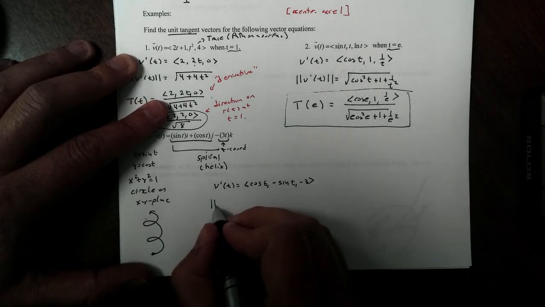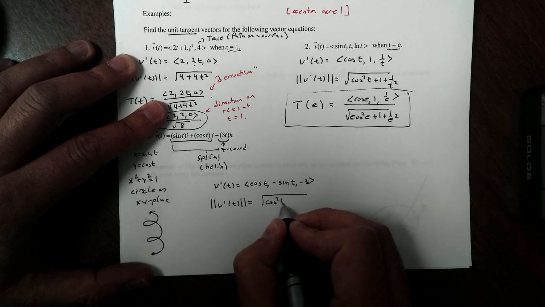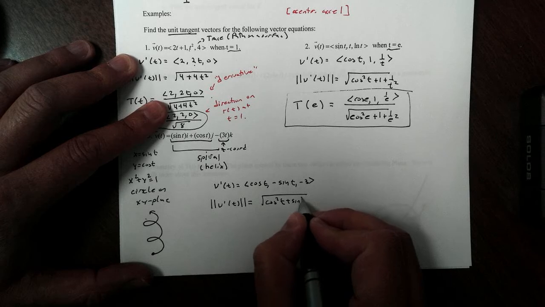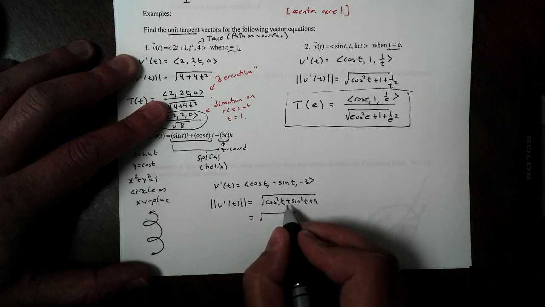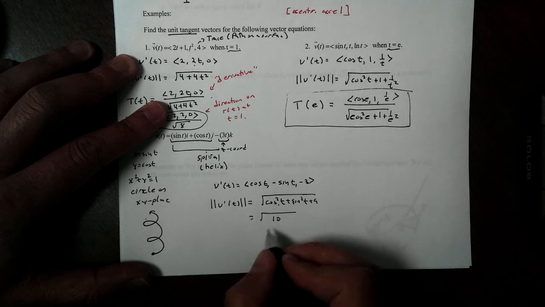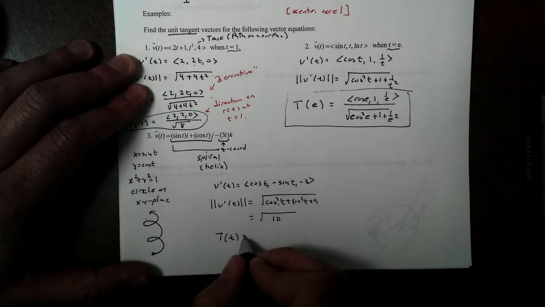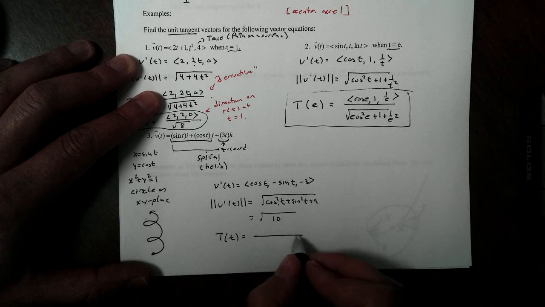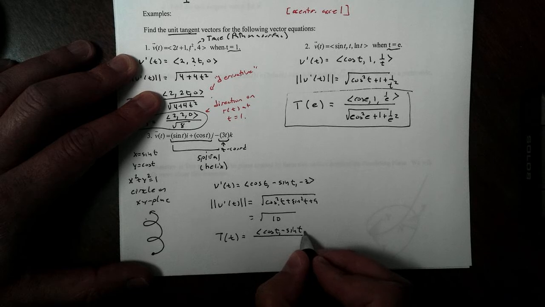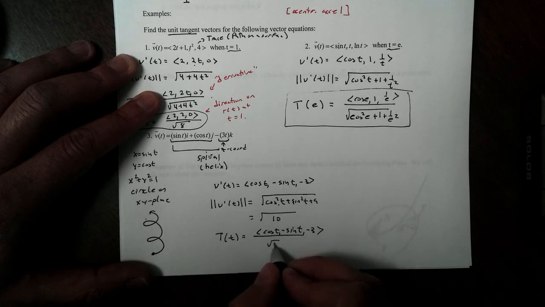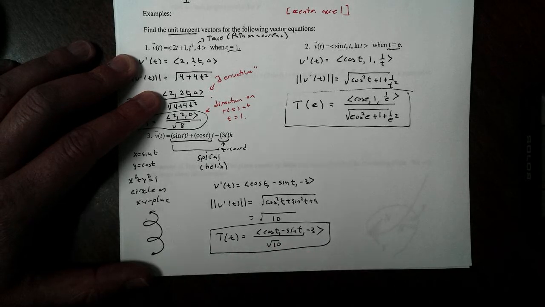Looking for the magnitude, we get the square root of cosine squared t plus sine squared t plus 9. This is why we like circles. Cosine squared plus sine squared is 1, plus 9. We get the square root of 10. So our unit tangent vector is going to be the following: cosine t, negative sine t, negative 3, over the square root of 10. And there is our unit tangent vector.